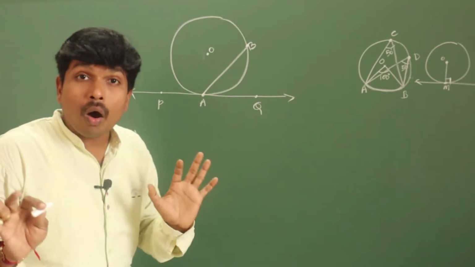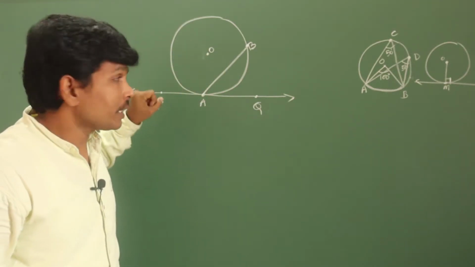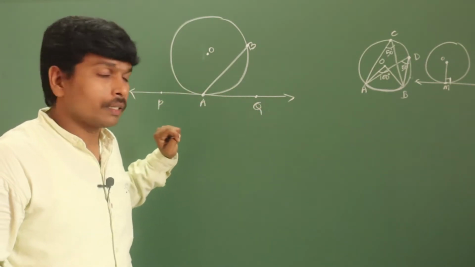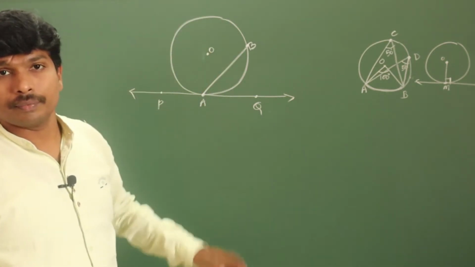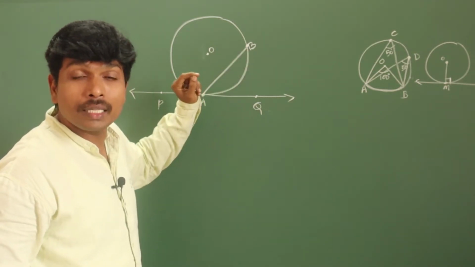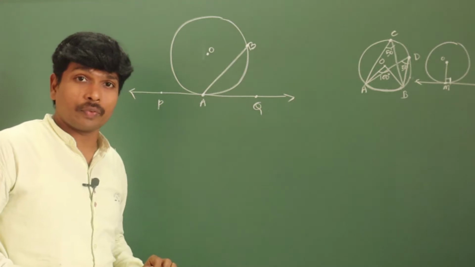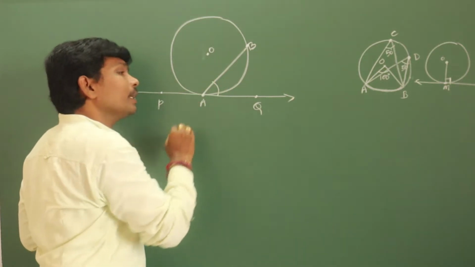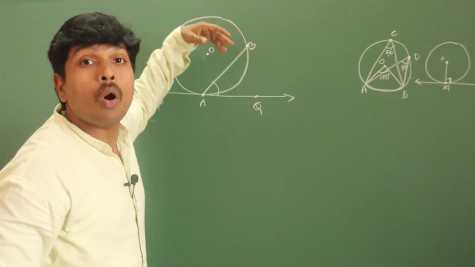Now, for the alternate segment theorem, these are the given statements. What are the given statements? A circle with center O and a tangent PQ, and the point of contact is A. From A you draw a chord. Now, the angle between the tangent and chord is equal to the angle subtended by the chord in its alternate segment. Again I am telling you, listen carefully.